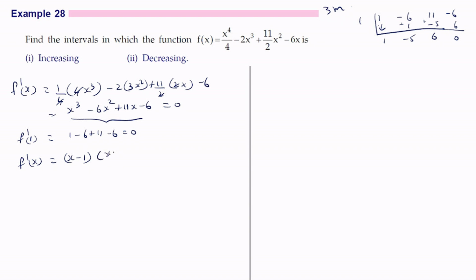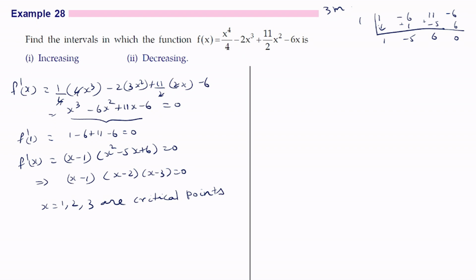So this is x minus 1 into x square minus 5x plus 6 equal to 0. So from this we get x minus 1 into x minus 2 into x minus 3 equal to 0. So x equal to 1, 2 and 3. These are the critical points. So we can divide the entire interval from minus infinity to 1, then 1 to 2, then 2 to 3 and then 3 to infinity.